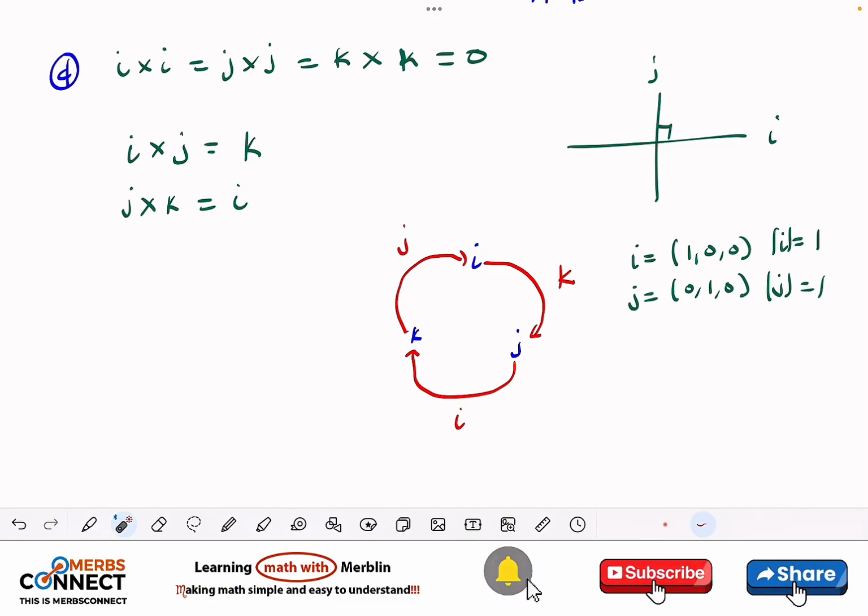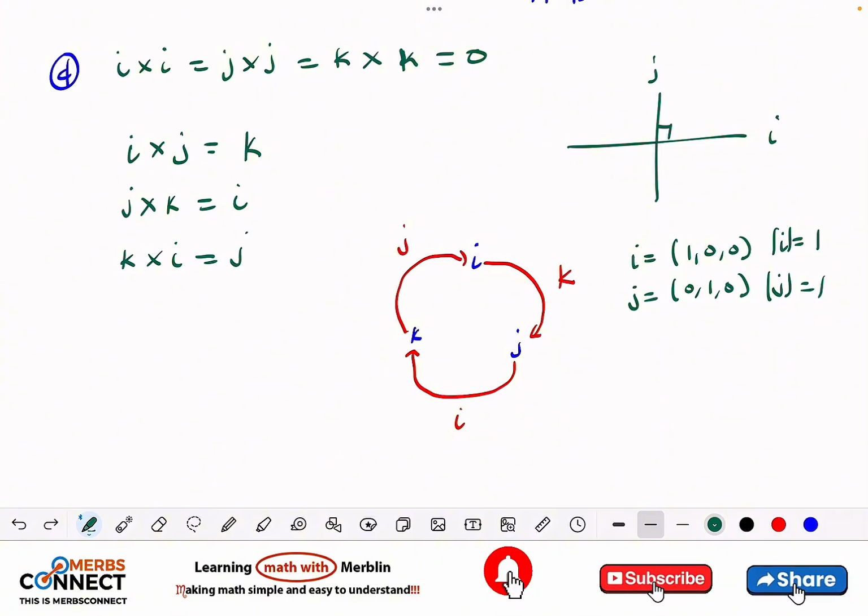And then k cross i is going to give us j. So k cross i is going to give us j. Oh yeah, j is right. So that's j. Good.